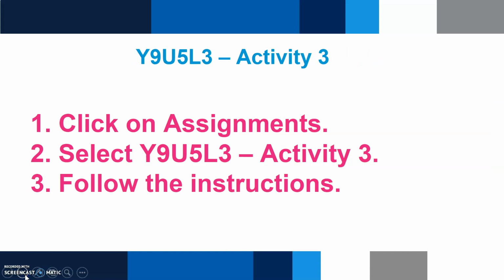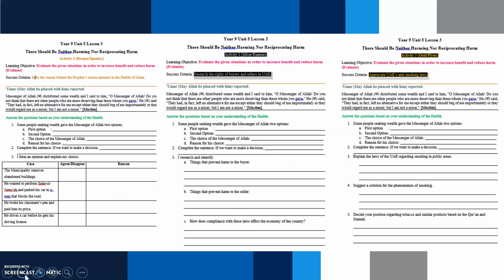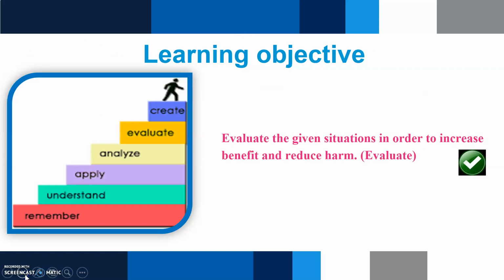In order to start working on this task, head over to assignments, select Y9U5L3 activity 3 and follow the instructions. This is how your activity worksheets will look like. So answer all questions in the spaces provided and turn in your assignments. If you have followed all steps in the proper order, you would by now have achieved the learning objective.